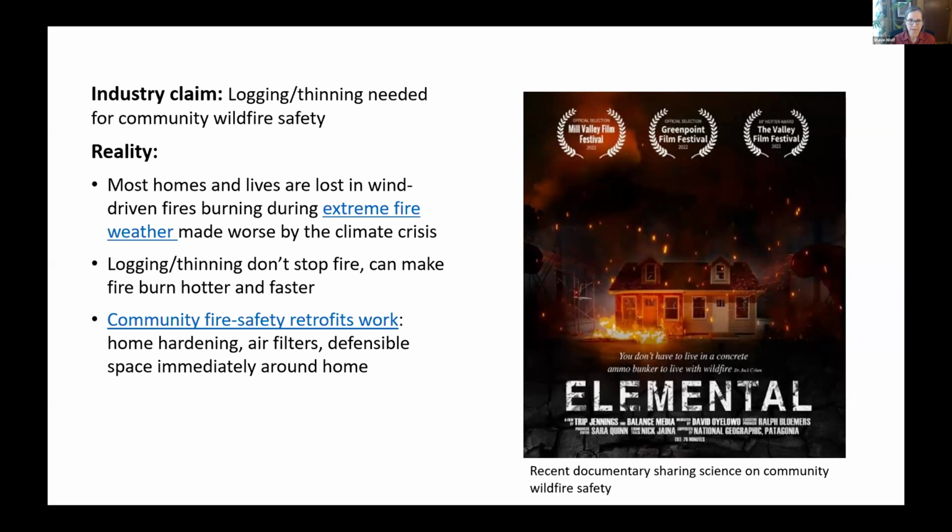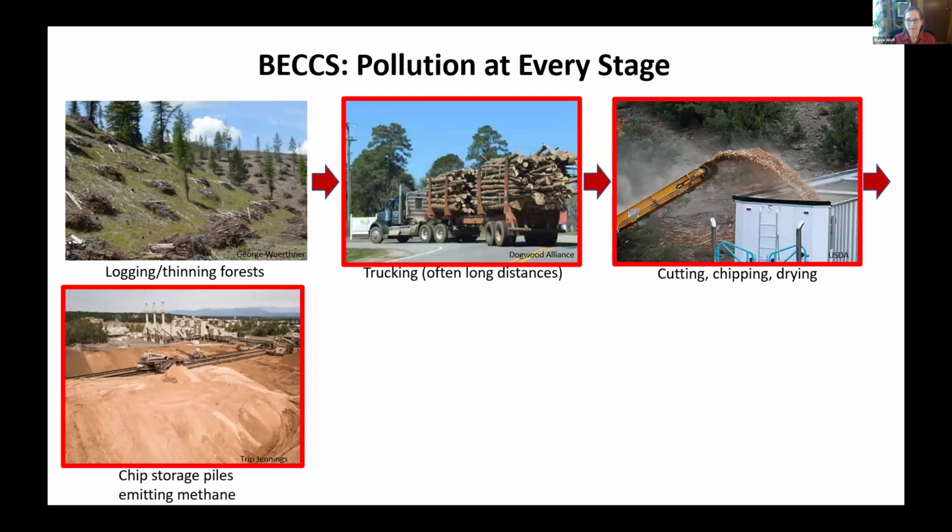That's focusing on home hardening, air filters to reduce smoke pollution, and vegetation work in the defensible space immediately around the home. So getting back to the BECCS life cycle, there is pollution from the transportation and processing. So that's trucking the cut trees, often very long distances, cutting, chipping, and drying, and storing the chips in these big piles that emit methane.